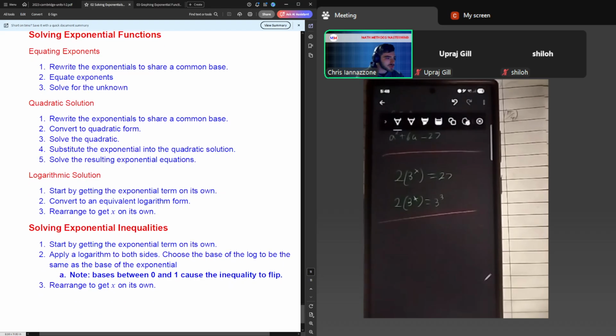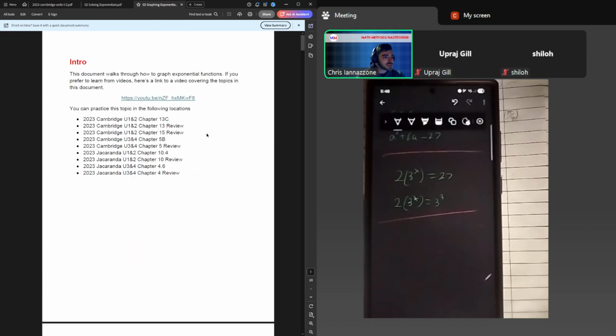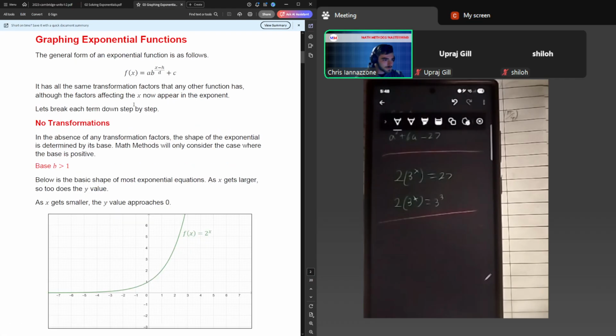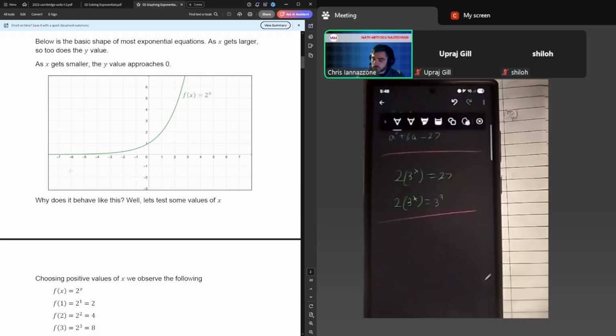That's solving exponentials. Next up, graphing exponentials. So, basic graph of the exponential, I kind of showed you one from before. You're basically just going up and right at an exponential rate. It's going to have an asymptote.